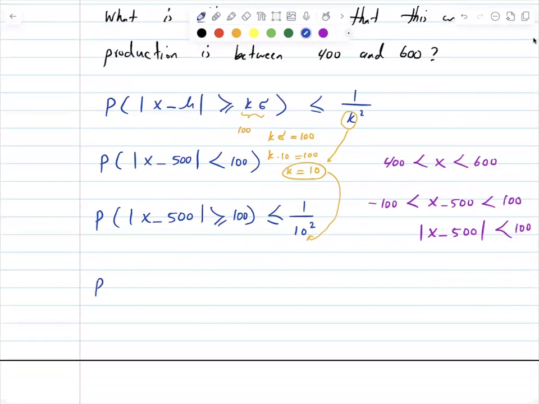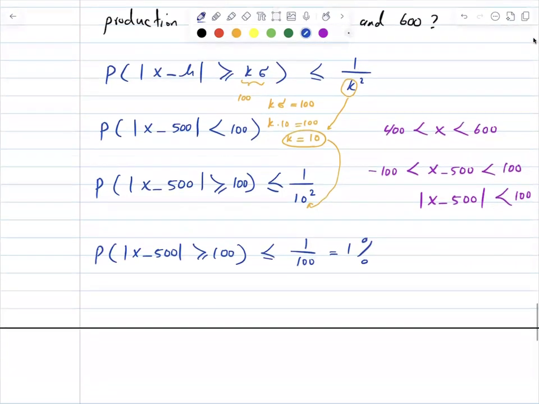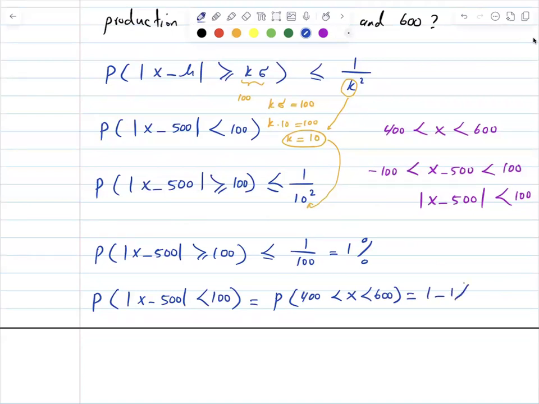So the probability that the absolute value of X minus 500 is more than or equal to 100 is less than or equal to 1/100, or 1%. So its complement, the probability that the absolute value of X minus 500 is less than 100, or the probability that X is bounded between 400 and 600, is equal to 1 minus 1%, which is 99%.